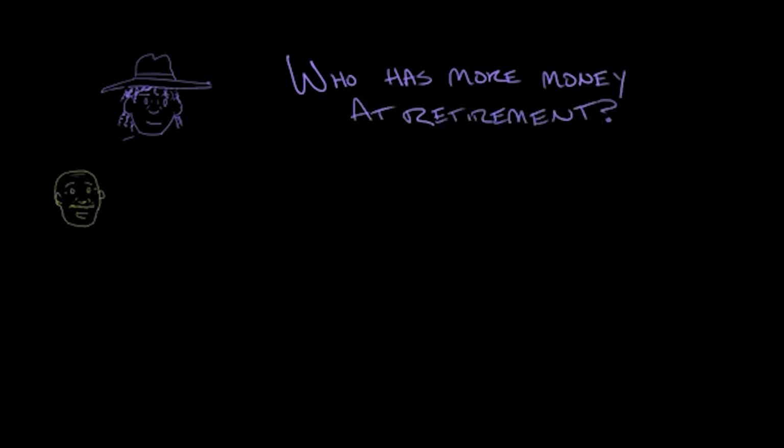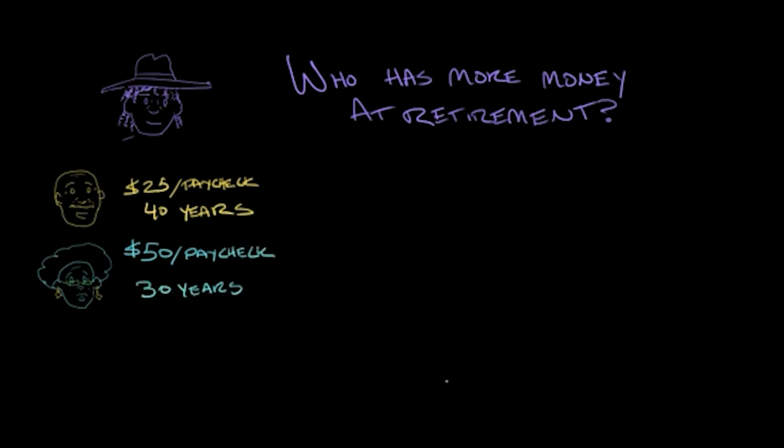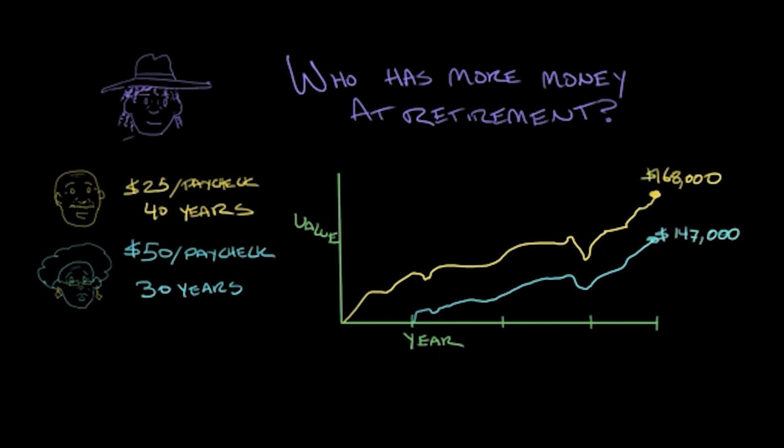$147,000. So even though Miguel only contributed $25 and never increased his contribution, Miguel contributed $25 for 40 years, while Jasmine contributed $0 for the first 10 years and then $50 for the next 30 years. So even though Jasmine contributed twice the amount that Miguel did, and for 30 years, she still ended up with less. And that is thanks to what is considered the eighth wonder of the world, compound interest.